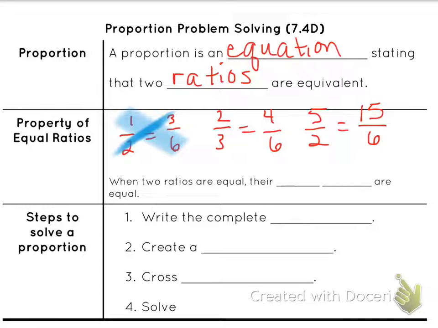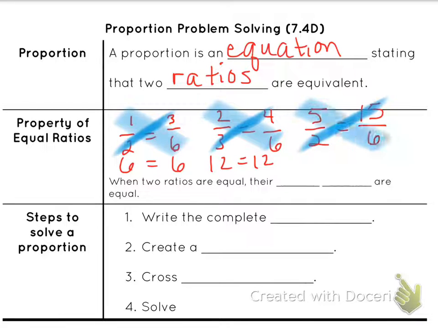So 3 times 2 is 6, 1 times 6 is 6, 6 equals 6. 3 times 4 is 12, 2 times 6 is 12, so they both equal 12. And then 5 times 6 and 2 times 15 are both 30. So proportions are when two ratios are equivalent and their cross products are always equal. Alright, so there's just a couple examples of proportions.